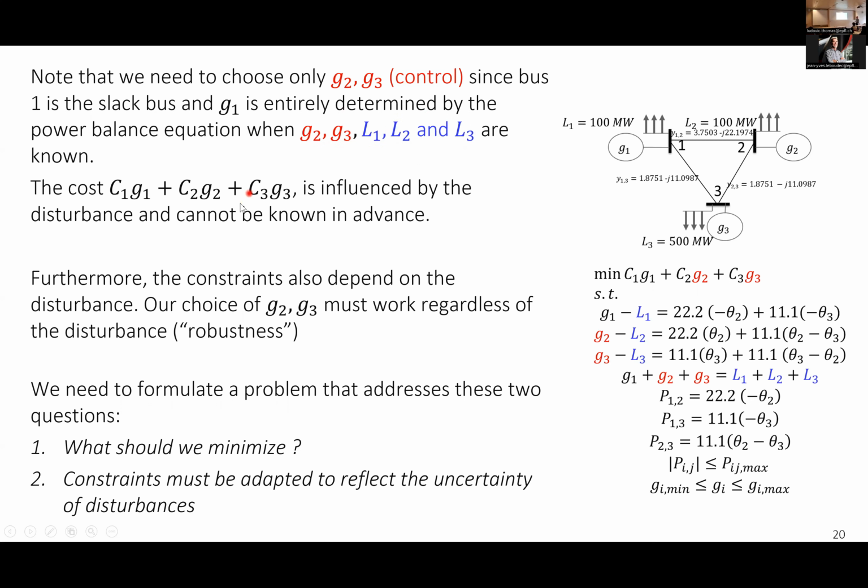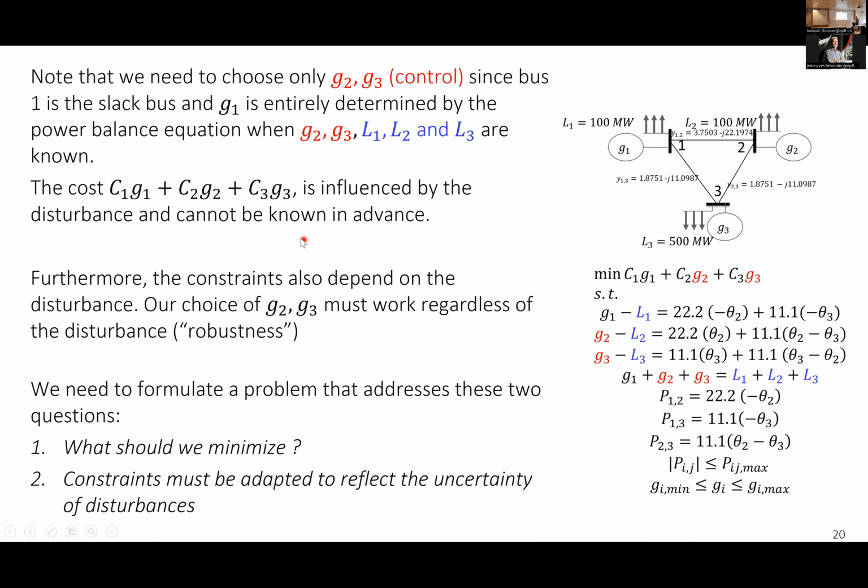Now, the cost that we'll have to pay is not known a priori, because it is influenced by the disturbance and cannot be known in advance. It is the slack bus, G1, that will absorb the uncertain part of L1, L2, L3, at least in this formulation that we have here. We'll choose G2, G3. L1, L2, L3 will be whatever they decide to be, and it is G1 that will absorb the difference, that will, in real time, adapt to the true value here.